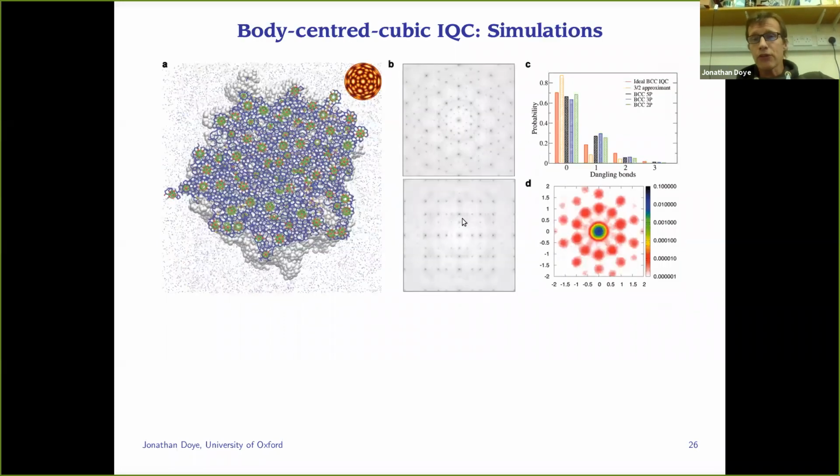But in both these systems, what we see, as expected from our design approach, is that the particles aren't fully bonded. This is the fraction of the particles that have no missing bonds, and it varies between about 60 and 80%, depending on the quasicrystals and the approximant. And you have a certain fraction of these dangling bonds.